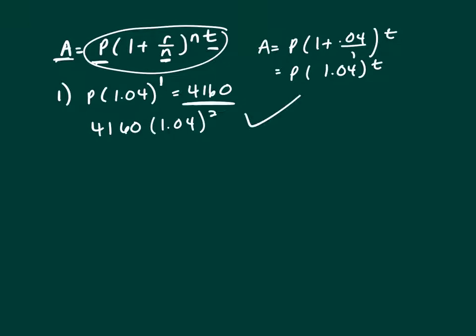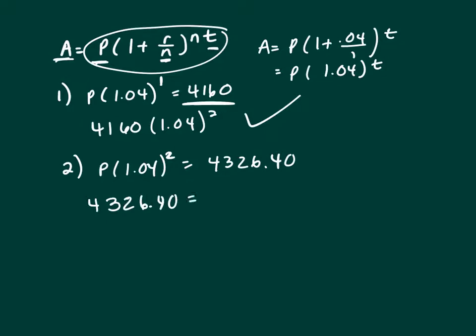So clue 1 works. Clue 2 is also going to work, because the amount of the investment at the beginning of the third year, so that means P times 1.04 to the second, was 4326.40. This also works because the amount of the investment at the beginning of the third, which is what we're talking about in clue 2, is the same as the amount of investment at the end of the second. So at the end of the second, that would mean 4326.40 equals P times 1.04 squared.